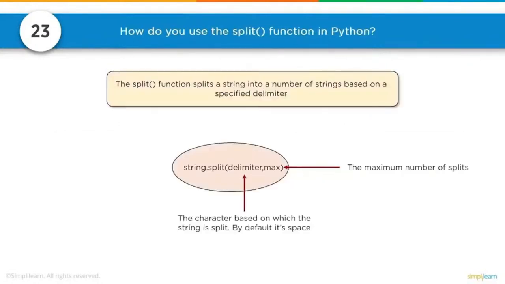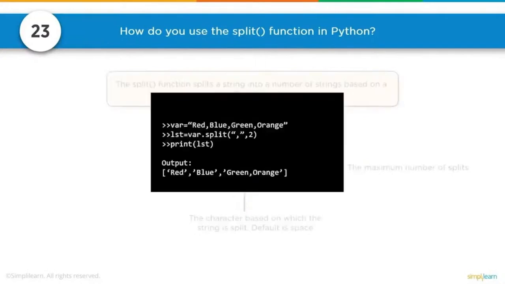Number 23, how do you use the split function in Python? The split function splits a string into a number of strings based on a specific delimiter. So we have string.split(delimiter, max), where max is the maximum number of splits. The character based on which the string is to be split by default is space. So here we have an example. We have a variable 'red, blue, green, orange', and we want to split it by commas, and we only want to do the first 2.